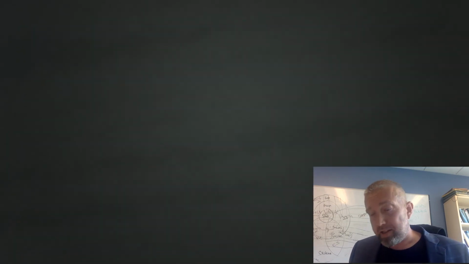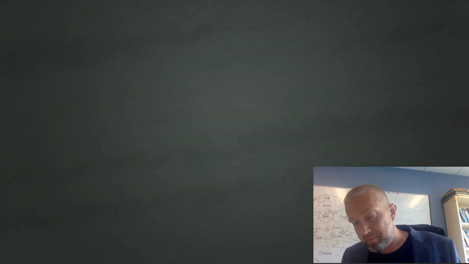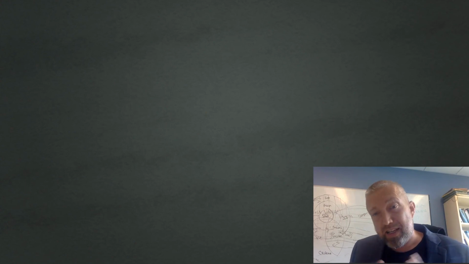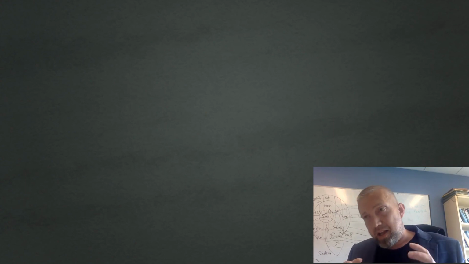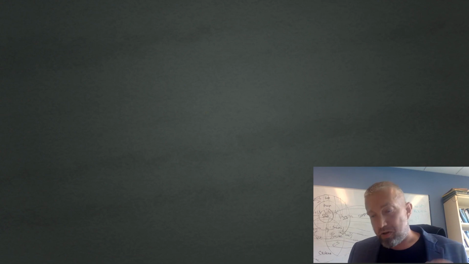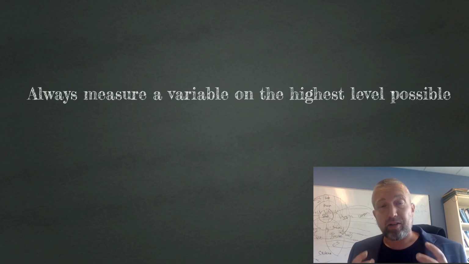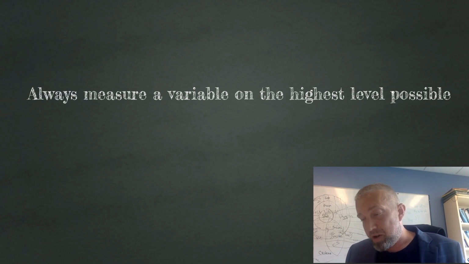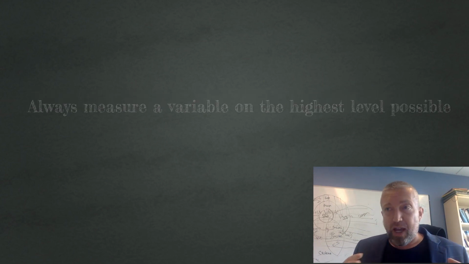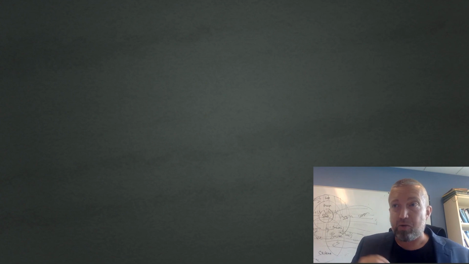Now I'm going to leave you with one last tip. If you were ever given the choice, when you're actually creating a survey, measure a variable on the highest level possible. In other words, if you have a choice between measuring something as a ratio or as an ordinal variable, you should measure it as a ratio.